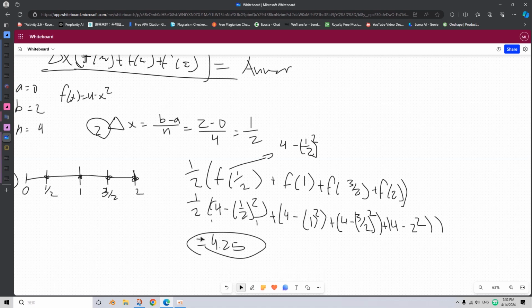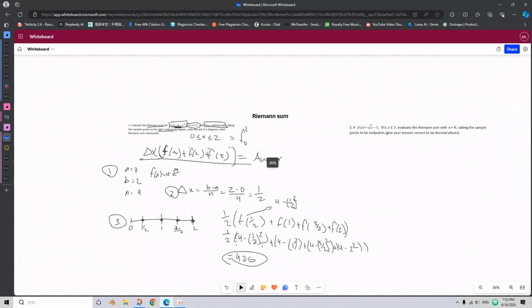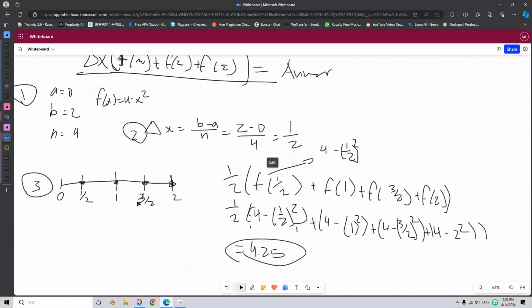Your answer should always be a number. And that's how you solve this type of problem. Also, if it says it starts from the left, then it starts here. Let me change the color so you understand. So it starts from here. Then this wouldn't be valid.